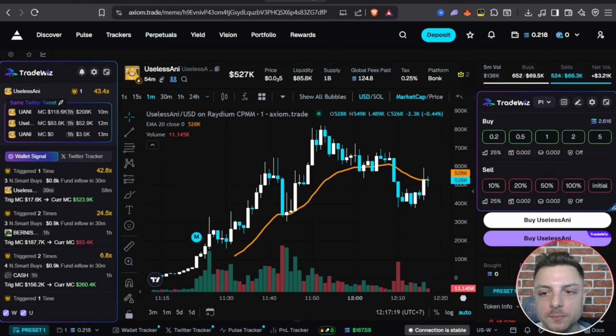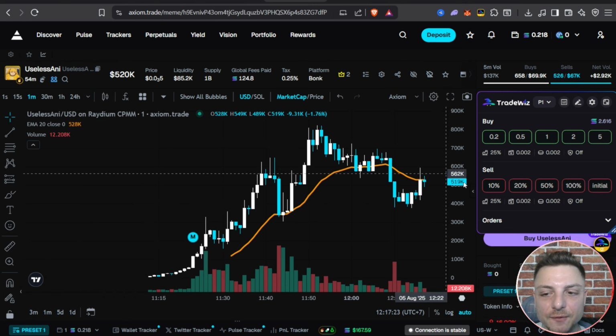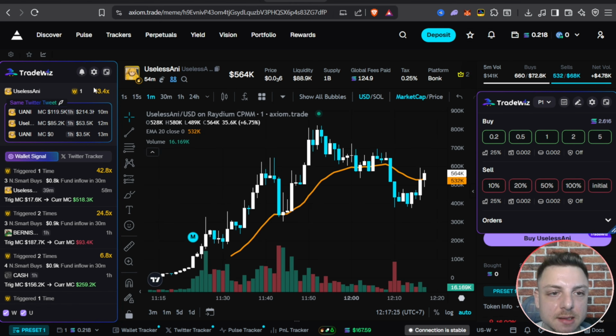Once you've done that, you'll see here on the left-hand side, you have the TradeWiz Alpha signals, which can be minimized and now opened up again. And also the TradeWiz trading software, which is faster than Axiom and all of these other trading softwares. So that's why I'm overlaying it on top of Axiom as well. So we've got both softwares.